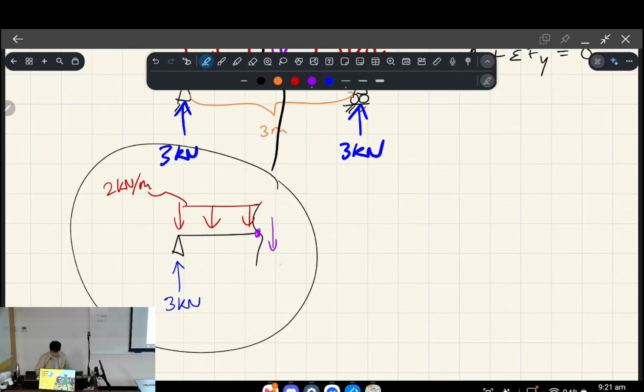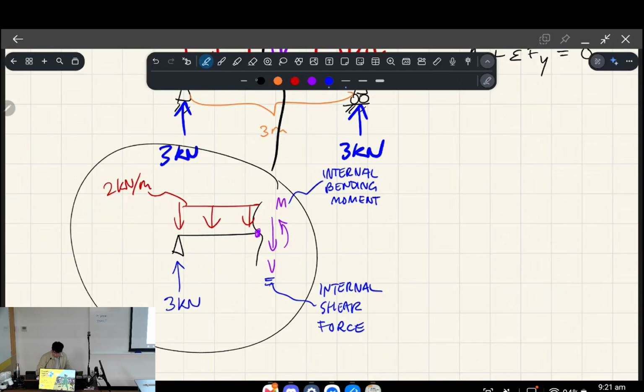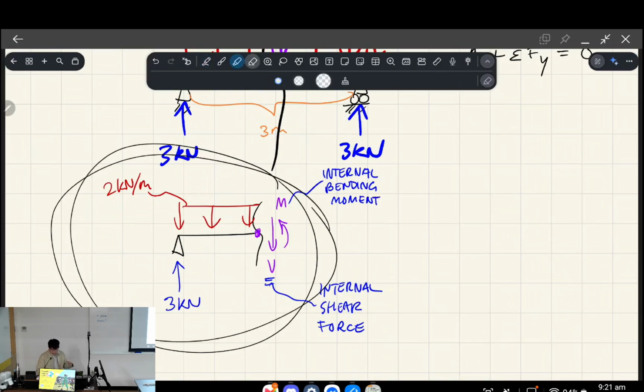And the two I'd like to focus on are shear force and moment, right? So shear force is represented by V, and M represents, and these are internal, okay? That's your internal shear force, and that's your internal moment, bending moment. Okay, so the idea is that when you slice open the system, it should be able to be balanced, right?